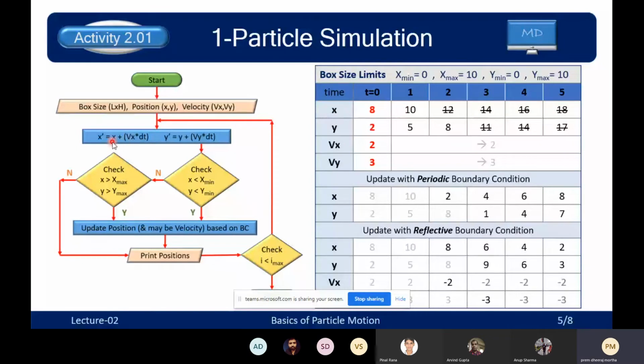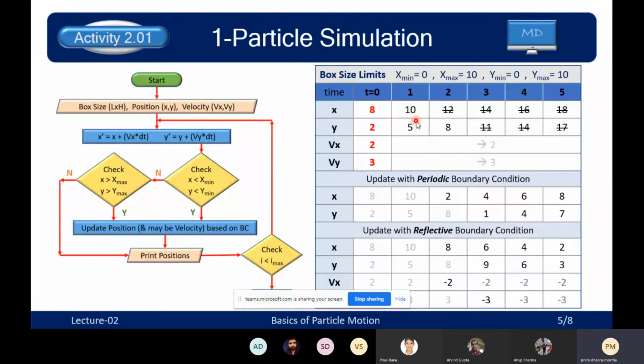And this is a very simple relation between the positions at this time step and the next time step. So x at the new time step equals x at the old time step plus vx at the old time step times the time step value. That makes my x at t equal to 1 equal to 10 and y at t equal to 1 equal to 5. The moment I have the values of x and y, I have to check whether these coordinates of the particle correspond to a position inside the box or outside the box.